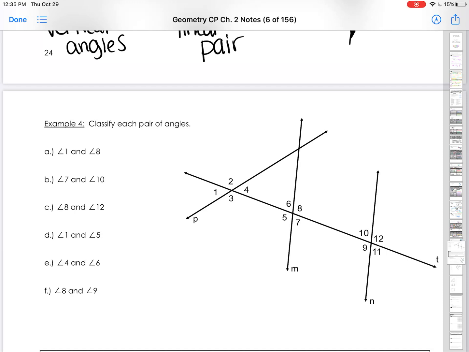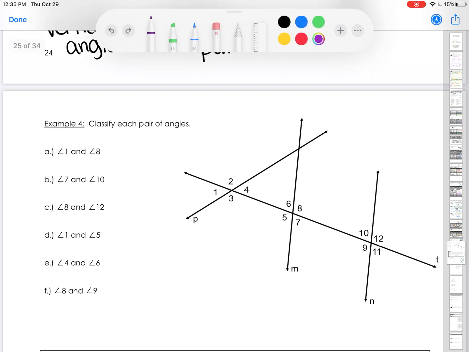In example 4, we're also going to classify pairs of angles. So here I have my transversal that is on that diagonal, kind of through this whole image. There's my transversal. And I'm looking at different groupings here. So first I'm looking at angles 1 and 8. So I'm looking at lines P and M. So 1 and 8 are on the exterior of lines P and M. So they are exterior angles on different sides of that purple line. So they are alternate exterior angles.